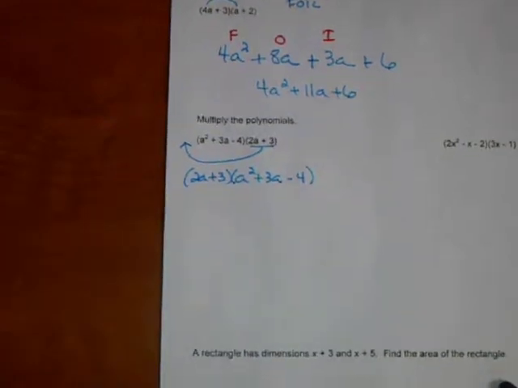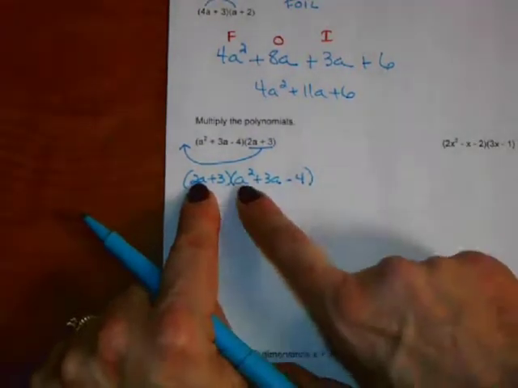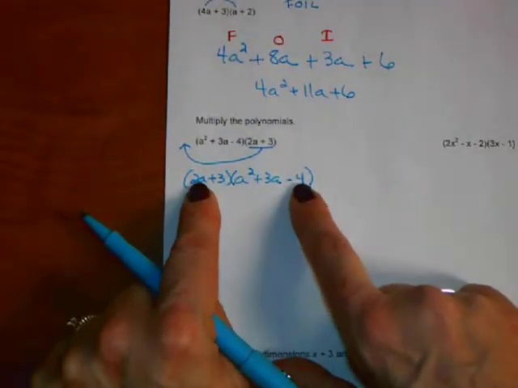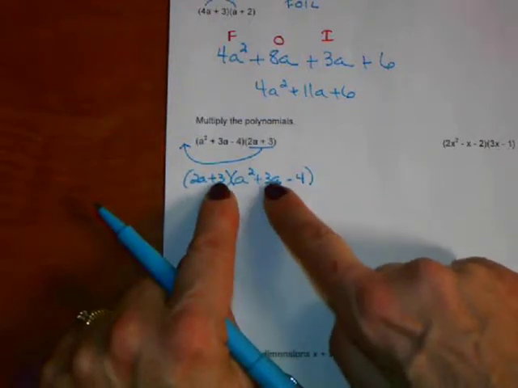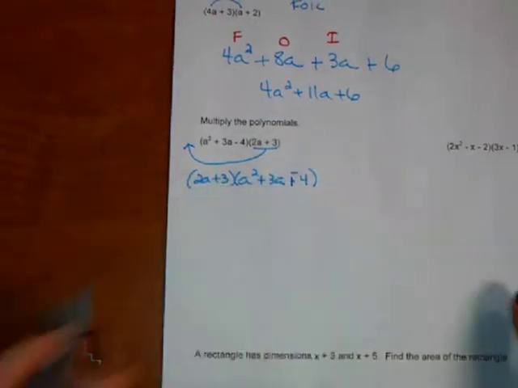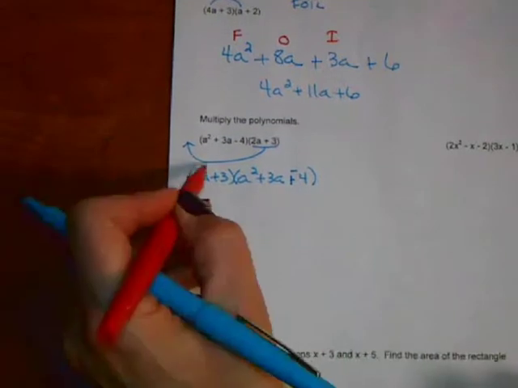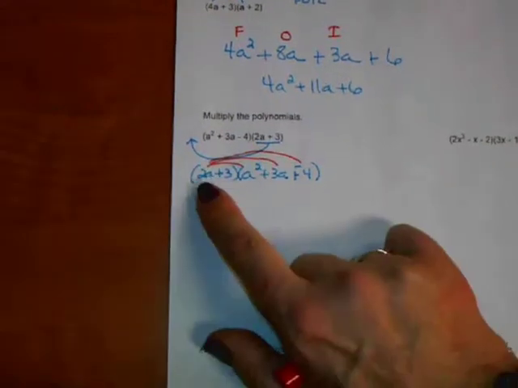Now, what you do here is you have to multiply 2a times all three of these things. And then you have to add to that 3 times all three of these things. So it's kind of a long thing you're going to have written out. So I'm going to start by multiplying 2a times all three of those things. So let's talk about it.